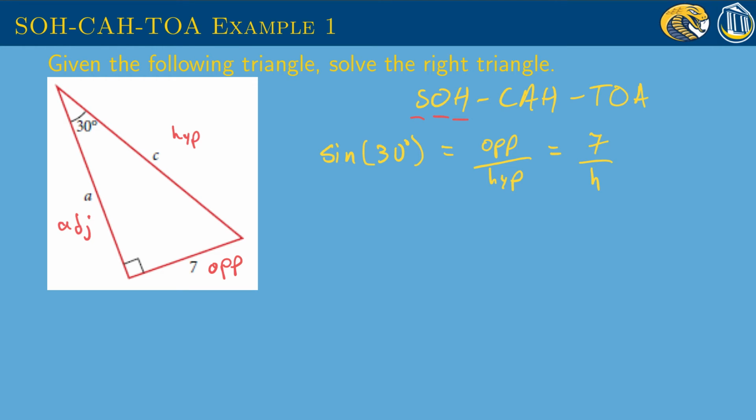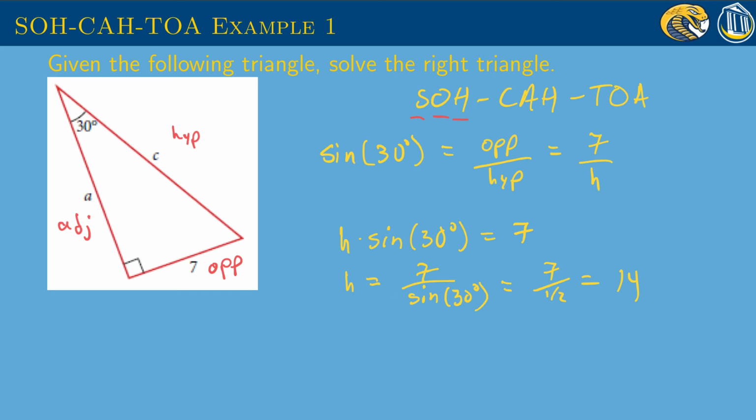What we've done is set up an equation that we can use to solve for h. We can calculate the hypotenuse. This will take a couple steps. The first one is multiplying both sides by h. h times sine of 30 degrees equals 7. And then finally, dividing by sine of 30. h equals 7 divided by sine of 30 degrees. Now it turns out we know what sine of 30 degrees is. Sine of 30 degrees is 1/2, and therefore our hypotenuse has length 14.